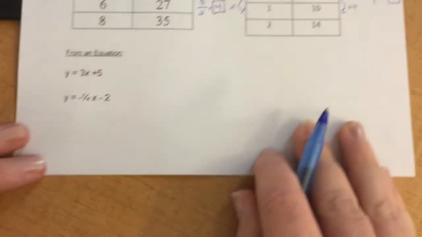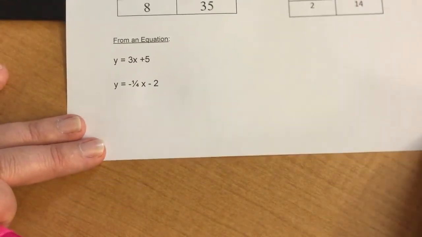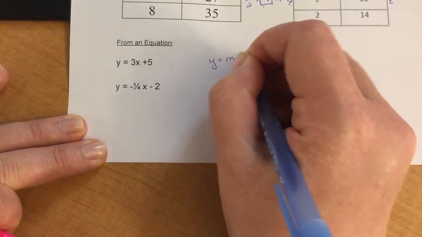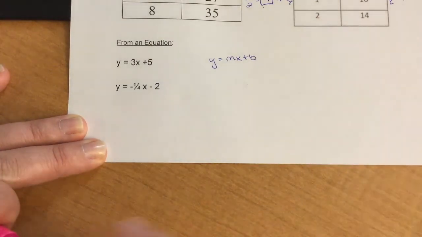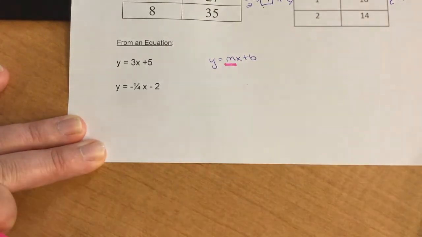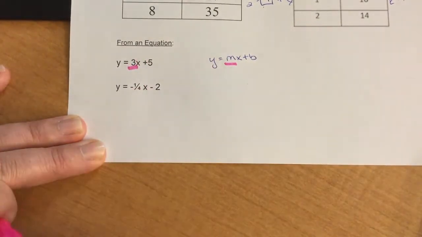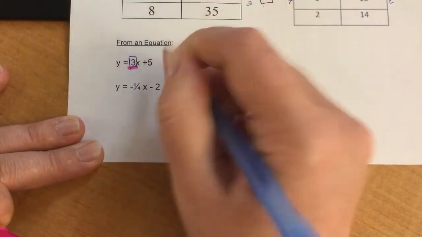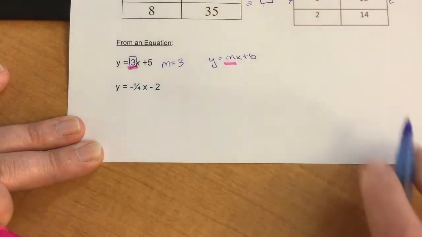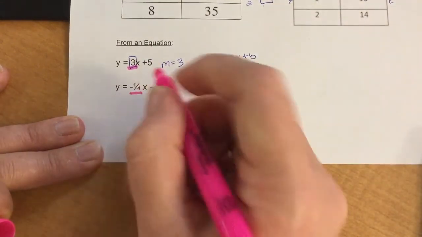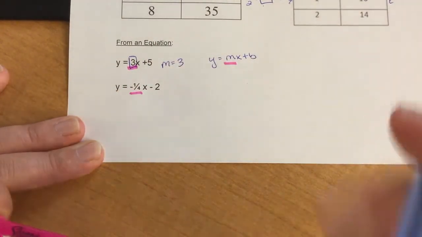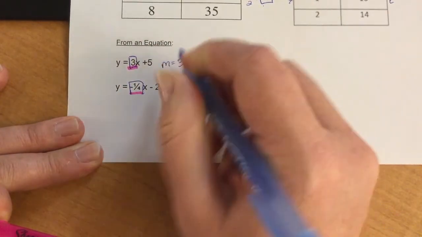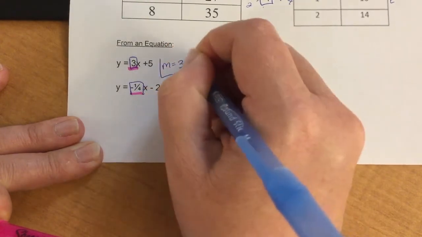The last way that you can find slope is from an equation of a line. So the equation of a line is y equals mx plus b. So m is your slope. So for this equation, your slope is 3. So m equals 3. For this equation, it's right here. M equals -1/4. So those are 3 different ways that you can find slope.